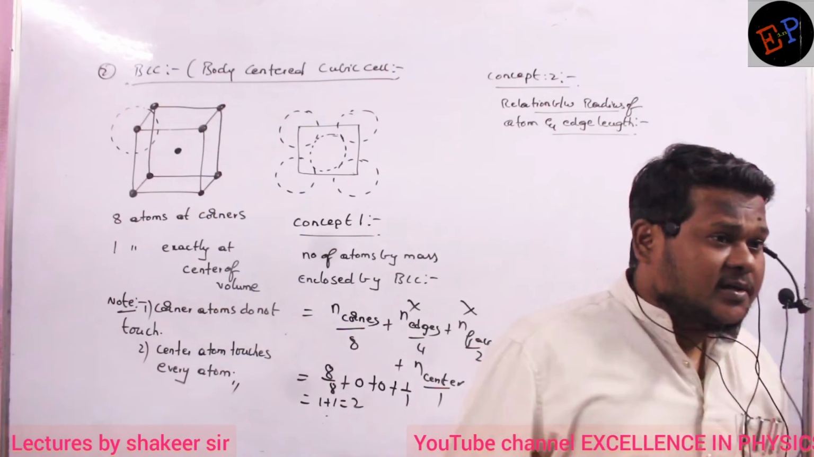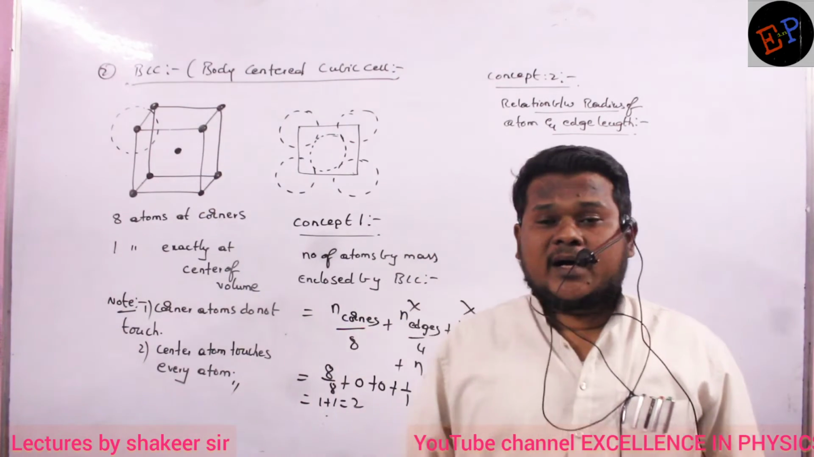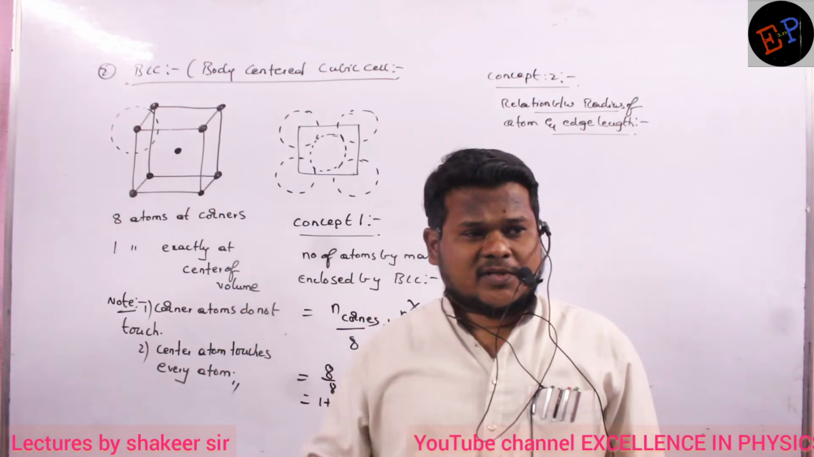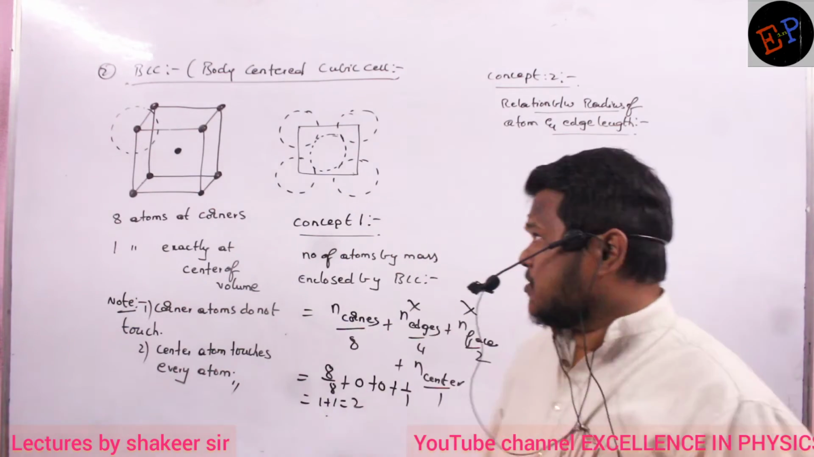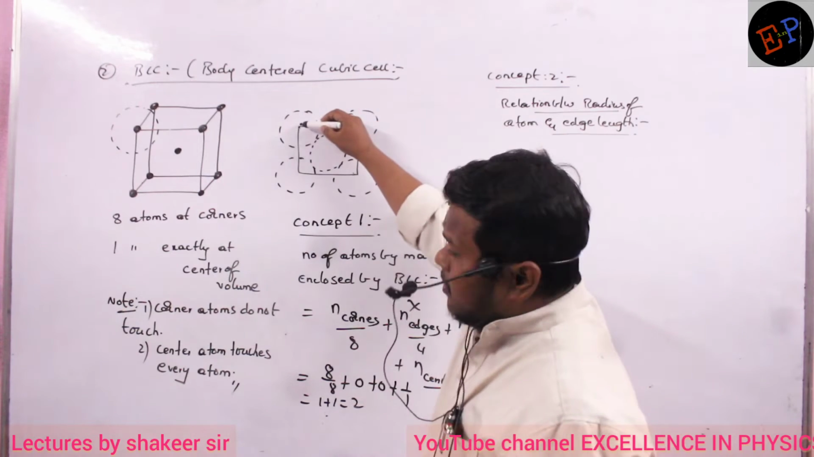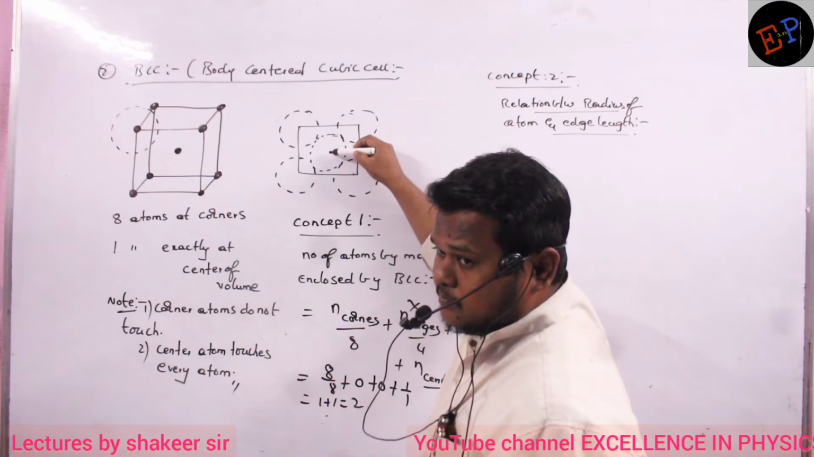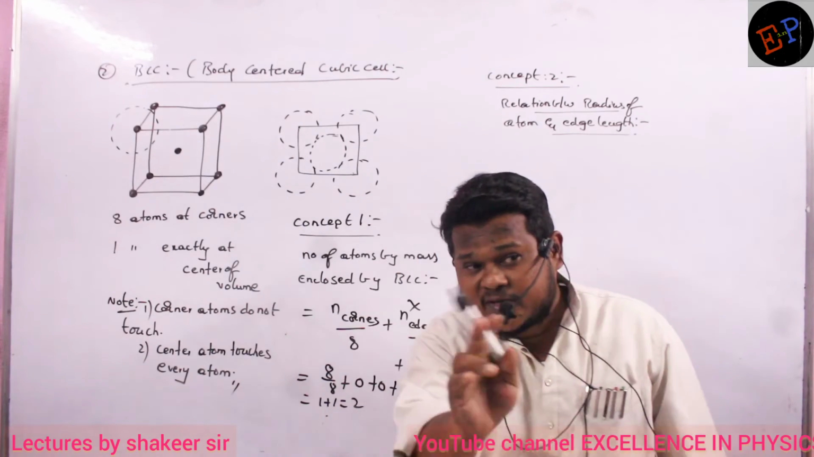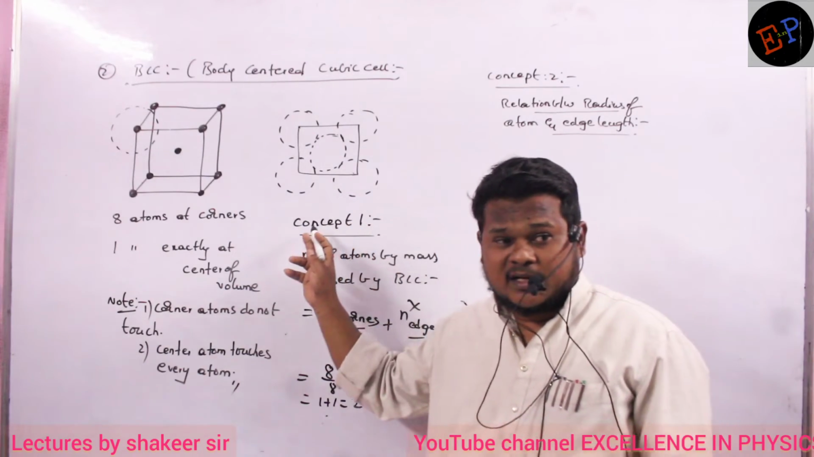I have to take those atoms which are touching. Which atoms are touching, ma? One corner atom, the middle atom, and one more corner atom. That is the body diagonal. This is not a face diagonal; this is a body diagonal.